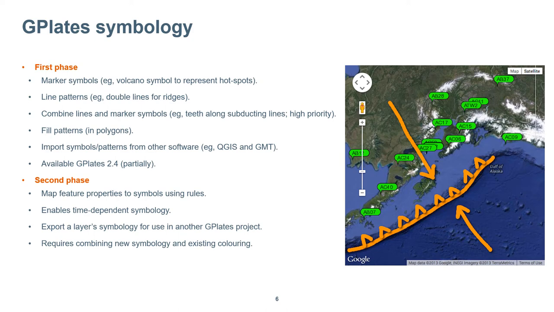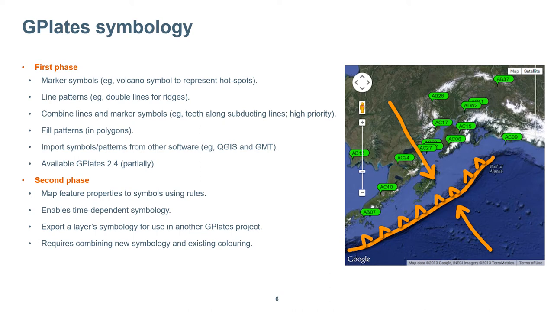Returning to G-plates, one of the big things we want to implement is generalized symbology. So this is different types of point symbols for point geometries, line patterns, and fill patterns inside polygons. One of the big missing features we want is subduction teeth along subducting lines to indicate the direction of the overriding plate.